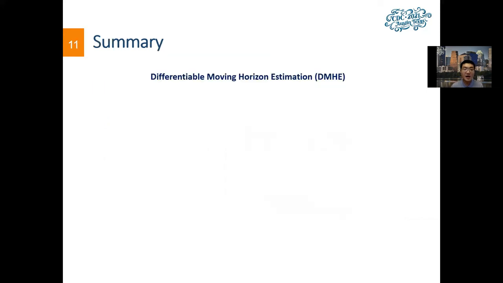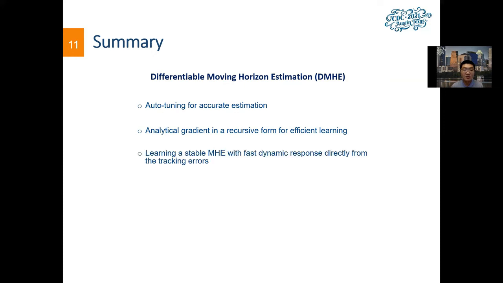Now it's time to summarize our work. We propose a differentiable moving horizon estimation algorithm. DMHE can tune its weight matrices automatically by gradient descent for accurate estimation. We calculate the analytical gradient by using a common filter in a recursive form, which enables efficient learning. Our estimation shows that a stable MHE with fast dynamic response can be learned directly from the trajectory tracking errors.